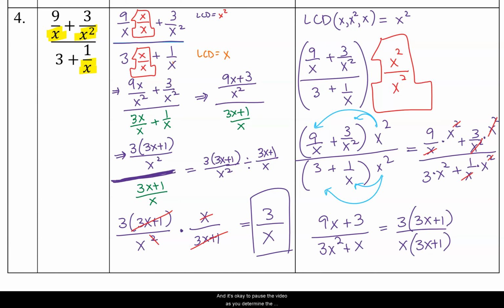And it's okay to pause the video as you determine the factoring part, or at any step. You can pause, you can rewind, you can watch again. It's okay not to get it right away. Cancel common factors, and we end up with 3 over x, just like method 1, which we should.